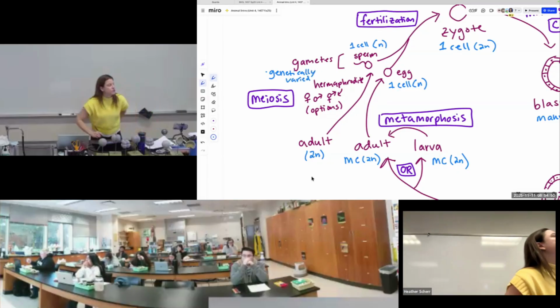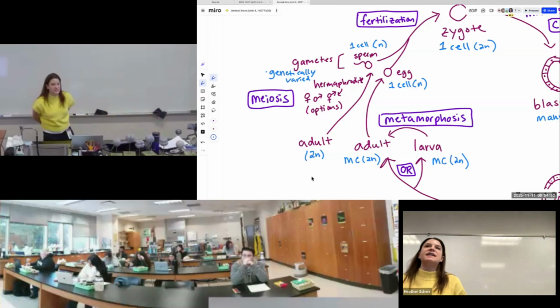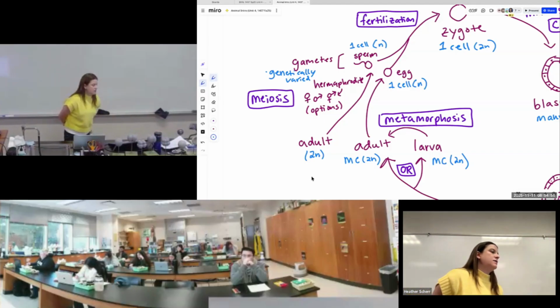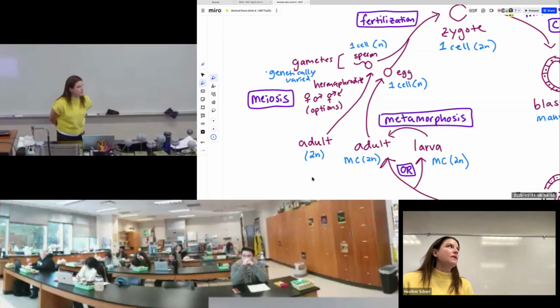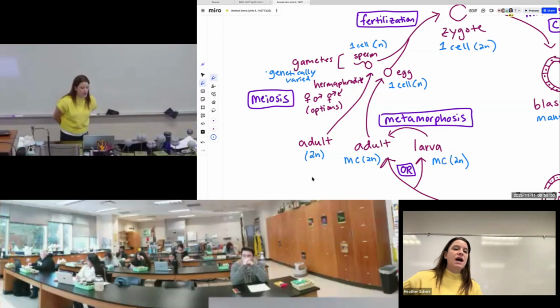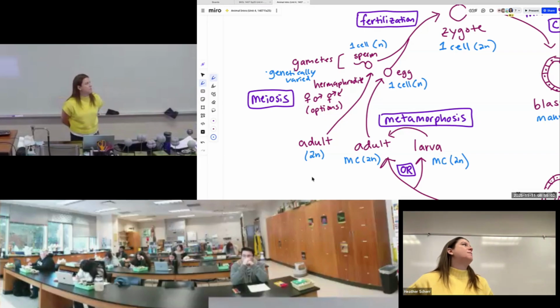Genetically varied. And then we know too, the variation also comes from fertilization because it's like random egg, random sperm, as long as they're healthy. And so that mixes up the genetics more. And we talked about all three of those generating variation in sexual reproduction. We talked about that in Unit 1.